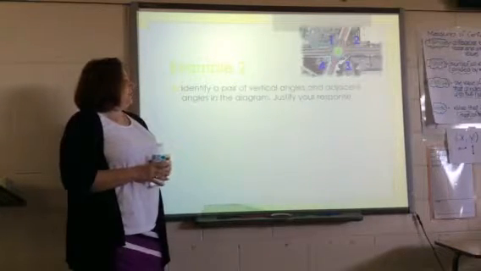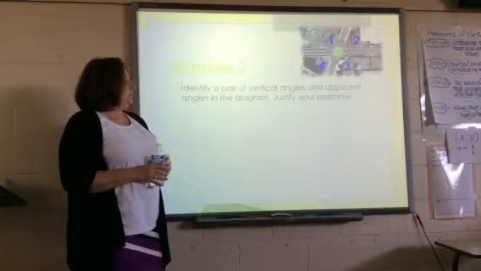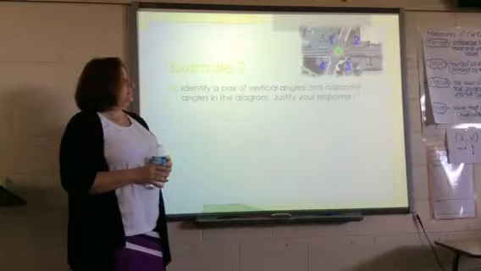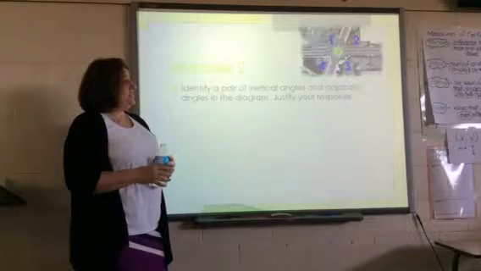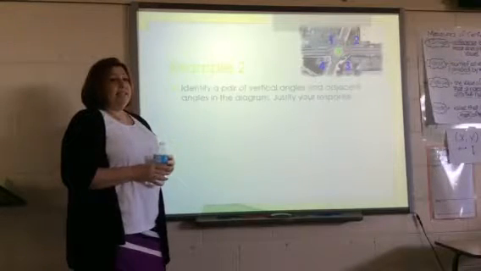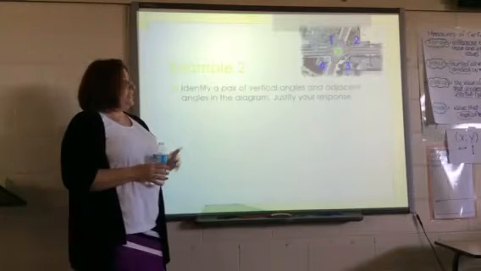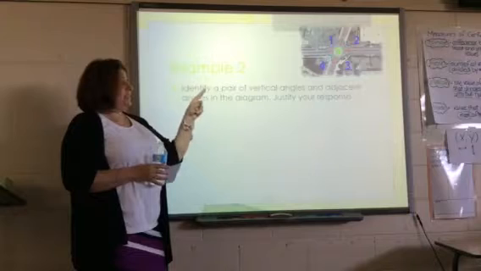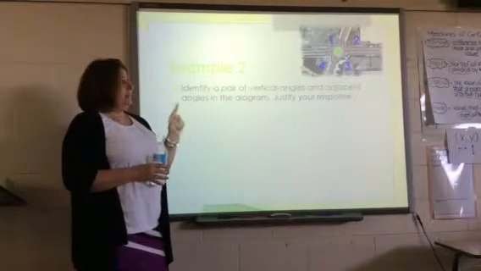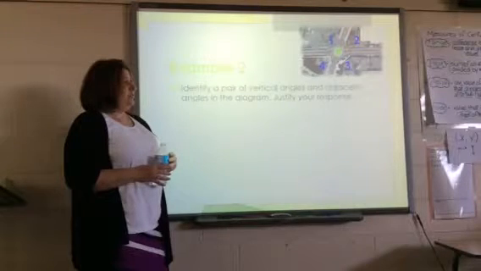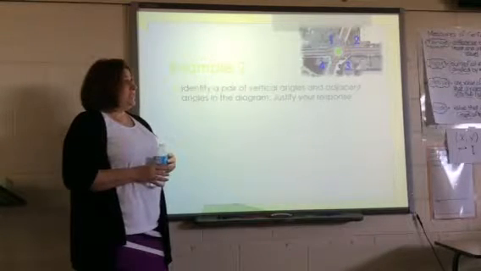Identify a pair of vertical angles and adjacent angles. Well, vertical, I could say angle 1 is vertical to angle 3. Angle 2 is vertical to angle 4. And adjacent angles mean they just have to share a street. So angle 1 is adjacent to angle 2. Angle 2 is adjacent to angle 3. Angle 3 is adjacent to angle 4. And angle 4 is adjacent to angle 1.